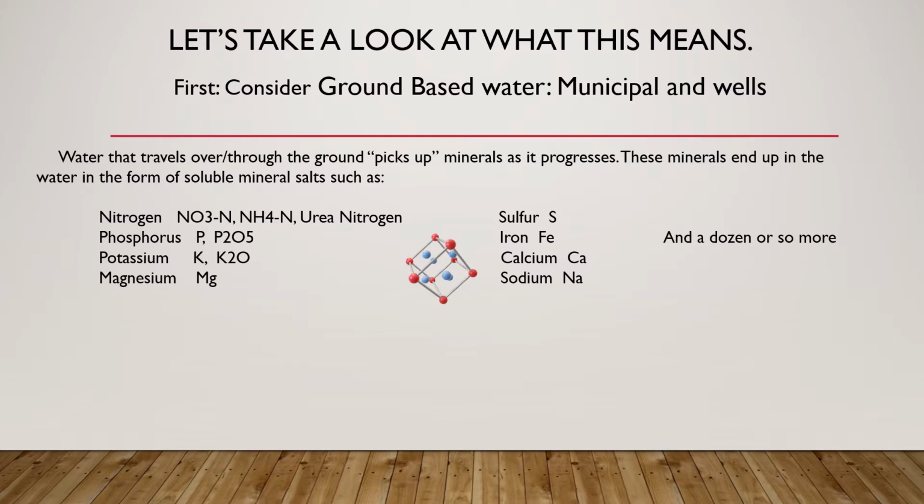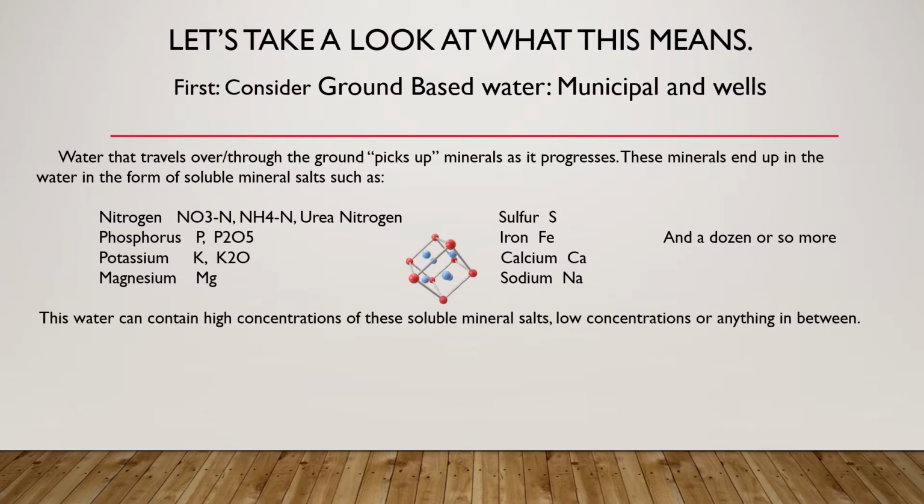And these minerals now end up in suspension, in solution in the water. And some of these minerals we're very familiar with: nitrogen, phosphorus, potassium, magnesium, sulfur, iron, calcium, sodium, and a whole bunch of others. And these can be visible to you when you see those rings and deposits in your sink and your bathtub and your toilet.